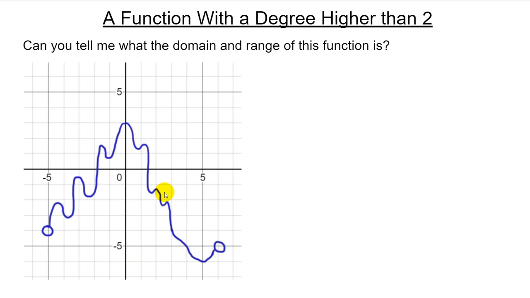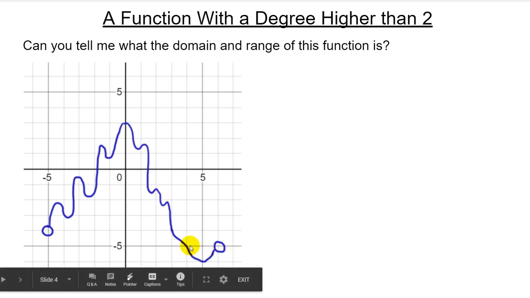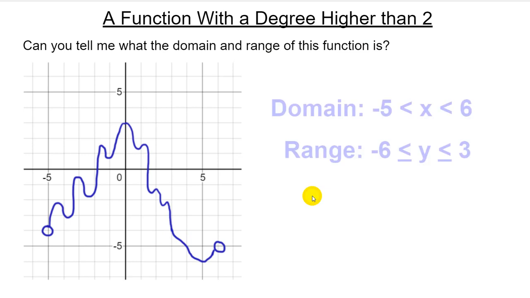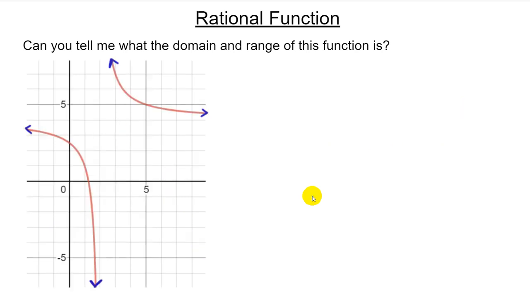And it's actually going to be continuous at these certain y values that you see here and here, because, well, there are open circles, but it's still continuous there. So the range won't be affected. There we go. So -5 less than x less than 6, and the range is going to go from -6 less than or equal to y less than or equal to 3. Okay, let's look at another example.